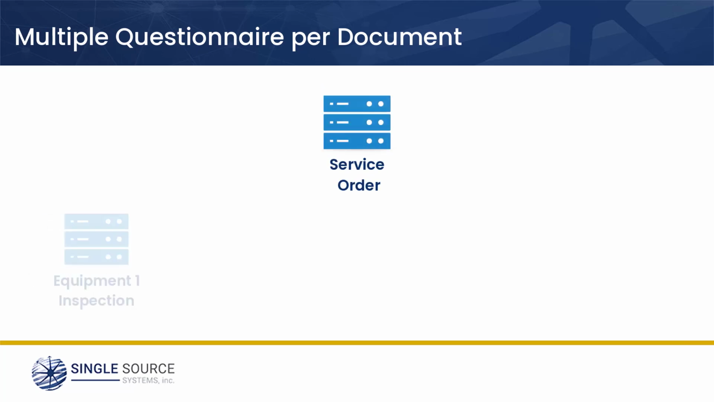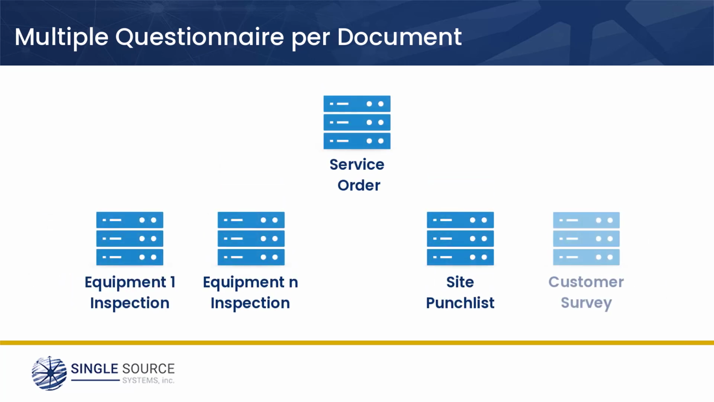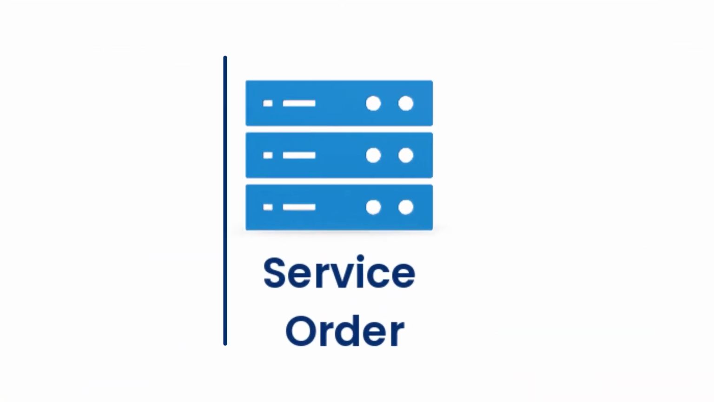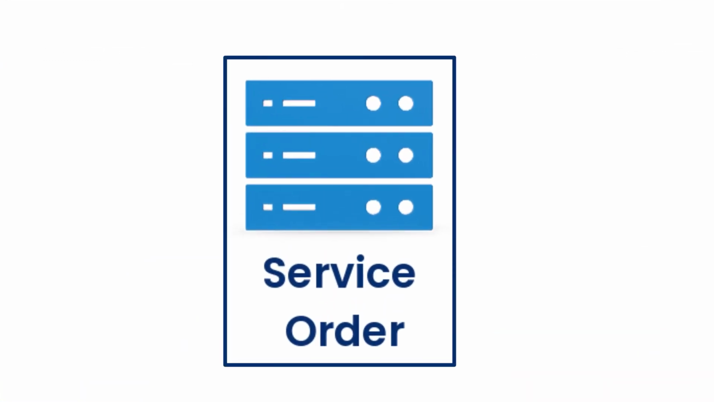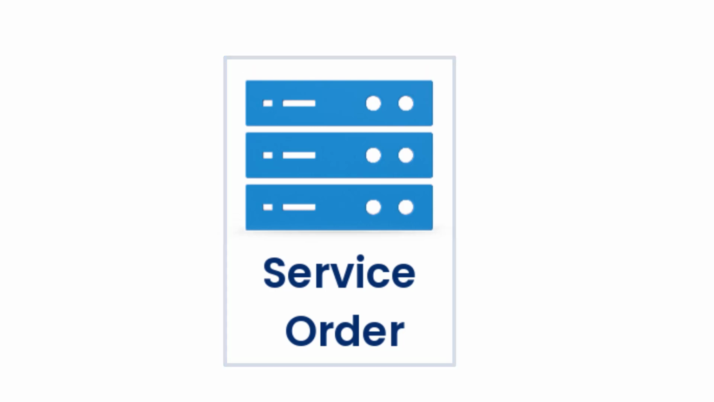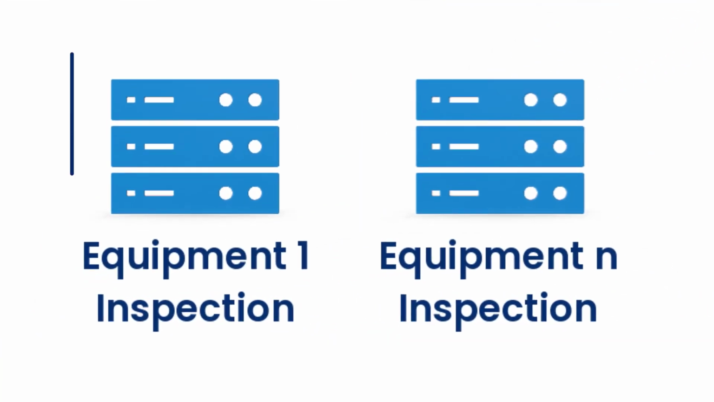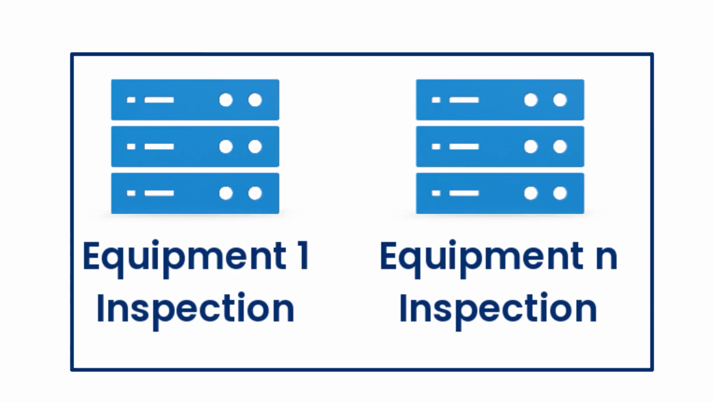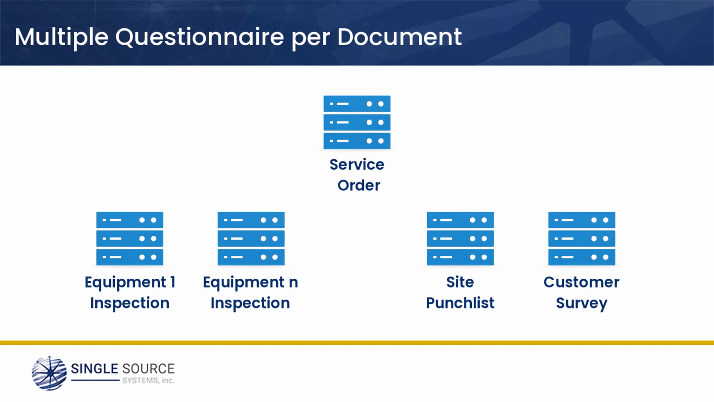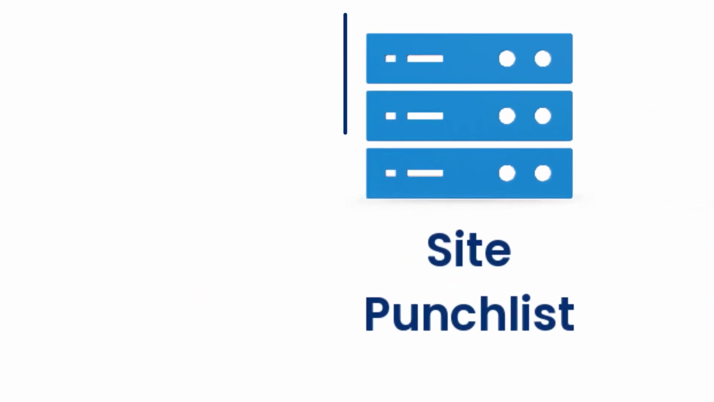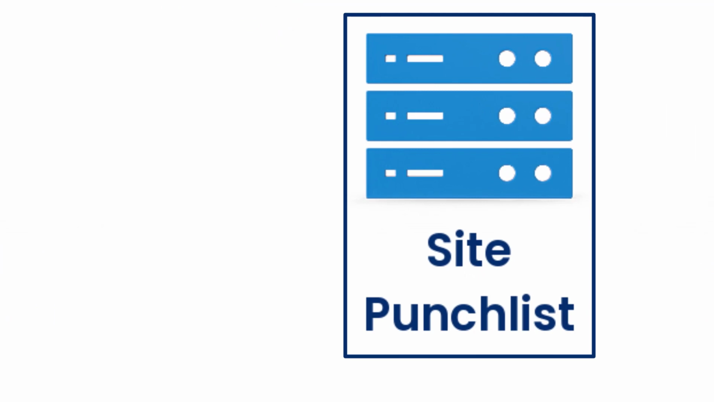You can associate multiple questionnaires with a single transaction document. Here's an example of a service order with 3 or more different types of questionnaires that might be attached. You might have multiple pieces of equipment on a single service order for which you want to inspect. You can capture these inspection or repair results for each of these different pieces of equipment on a different inspection questionnaire. In addition, while on site, you might want to perform a site assessment and document a punch list of tasks that need to be performed.